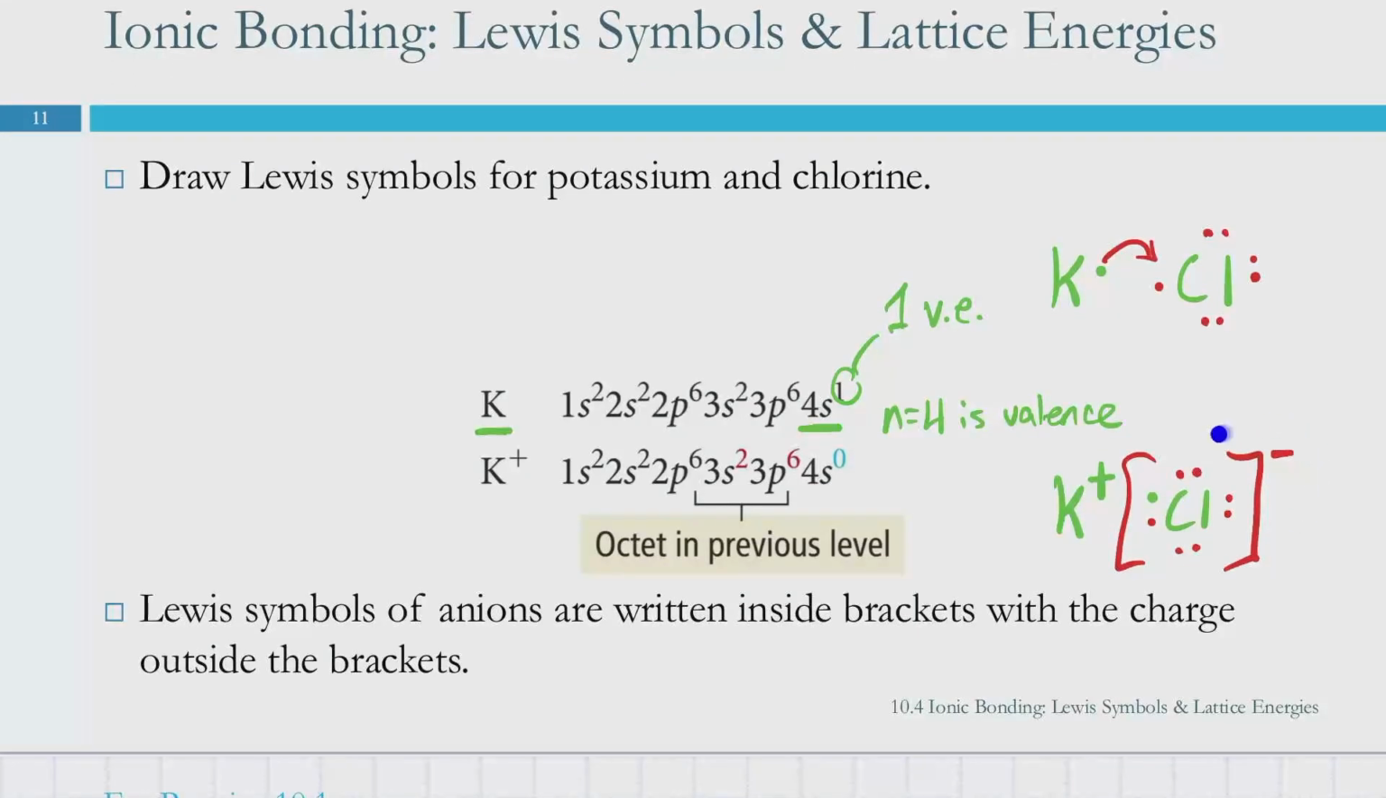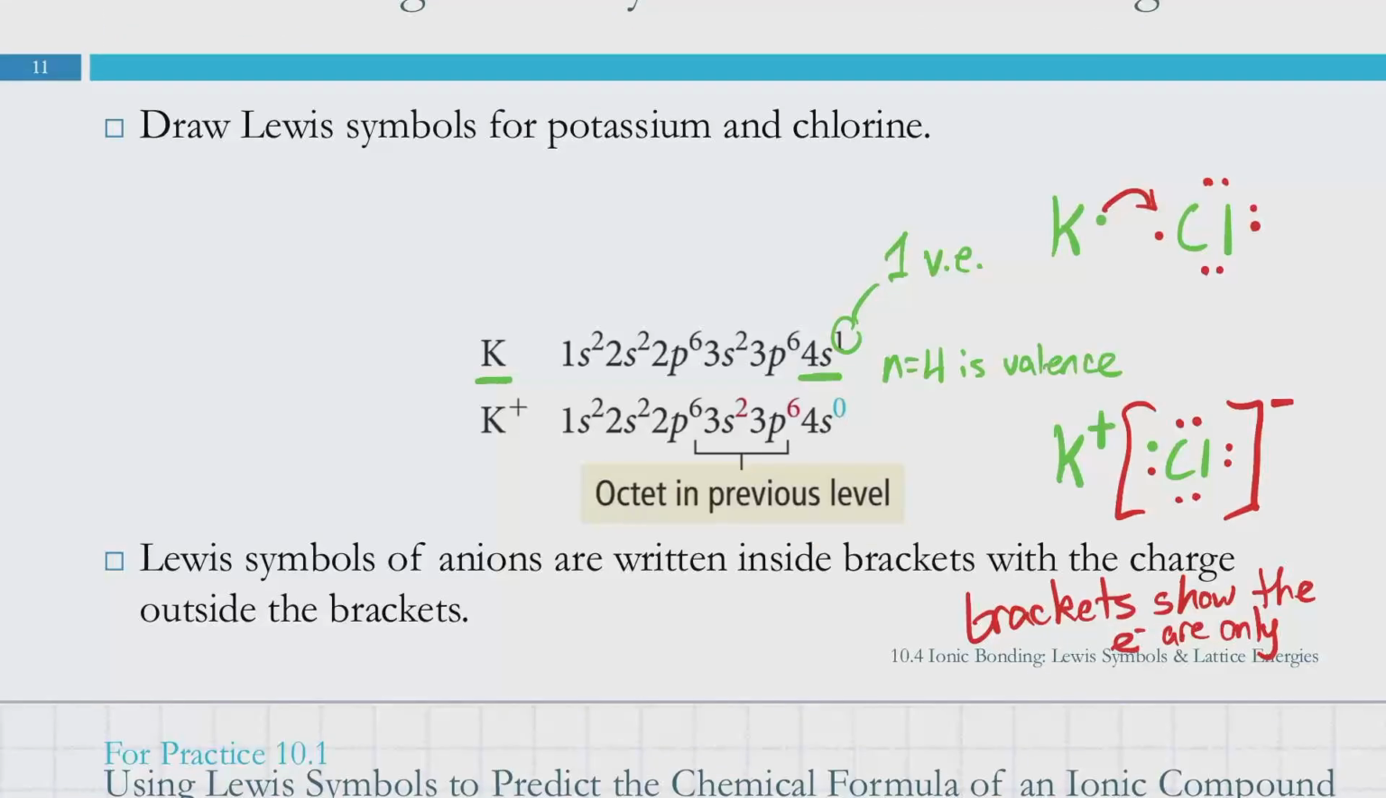We only have to do this for anions because they've got dots around them. Potassium here, because it's a cation, doesn't have any dots, so we don't need to give it brackets. The brackets are saying that these electrons belong only to chlorine. They're not sharing between potassium and chlorine. So those brackets are showing that the electrons are only on chlorine.